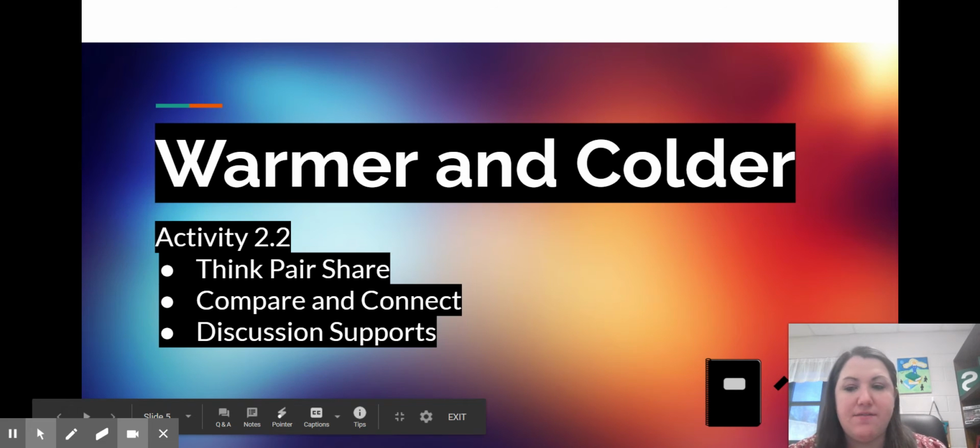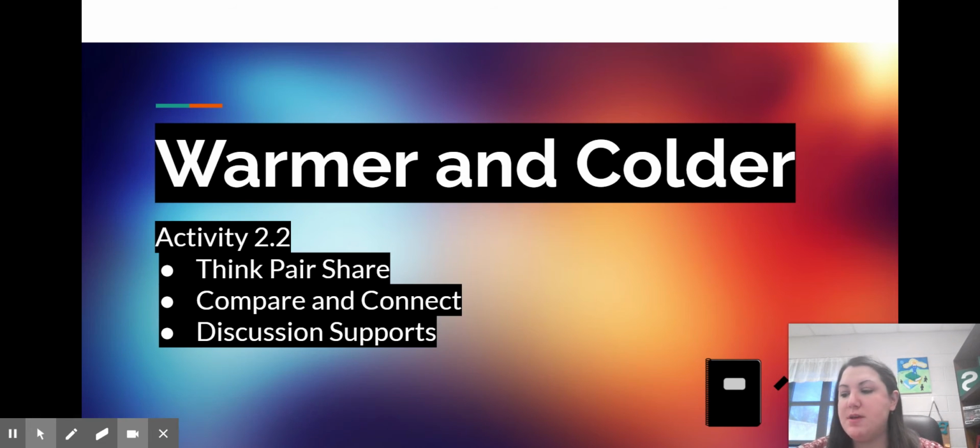For your first activity, you are going to be working with a table and number lines to tell a new temperature. Again, we are working with adding negative numbers in this case. You can find this activity on page number 111.